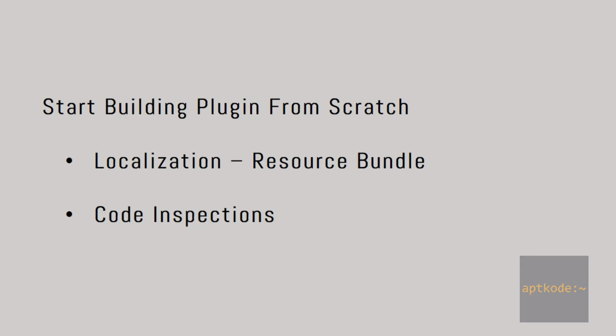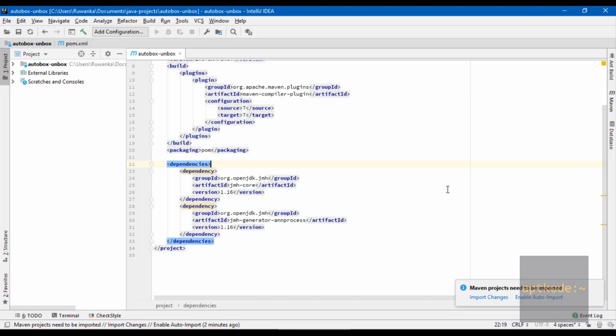In this video, we are going to cover localization and code inspection by starting building a plugin from scratch. So let's get started. Okay guys, so in this tutorial we are going to develop a plugin that indicates to us if the Maven dependency has new updates, right?